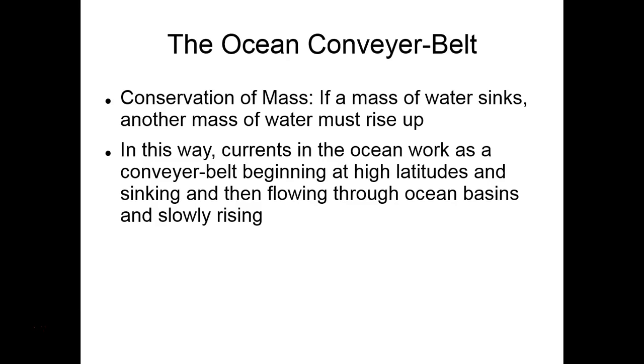The conservation of mass states that if a mass of water sinks, another mass of water must rise up somewhere else. So that basically creates an ocean conveyor belt where you have very dense water forming at high latitudes, such as Antarctica or around Greenland, and then because it's so dense, it sinks down through the oceans and pushes other water out of the way. And so in that way you create this ocean conveyor belt that is driven by the creation of very dense water in the high latitudes.